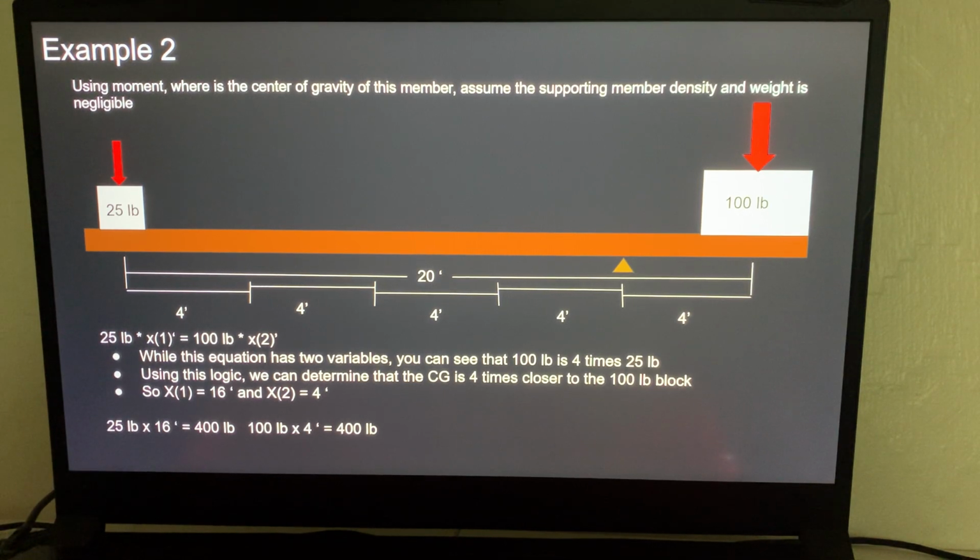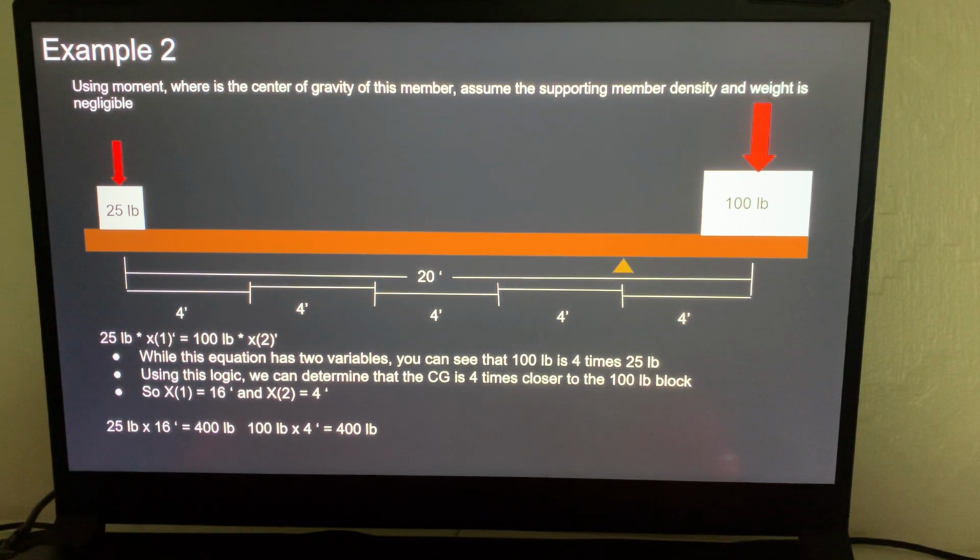If our total distance between the two centroids of our objects is 20 feet, we can divide that into 5 sections, giving 4 of those sections to the 25-pound block and 1 of those sections to the 100-pound block. And that would equal 400 pounds on both sides. You can see these two moment equations both equal 400 pounds.